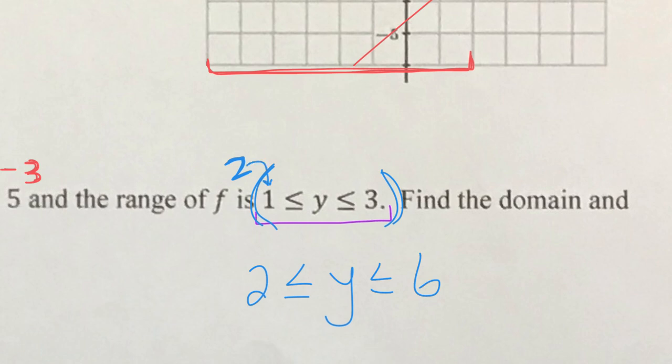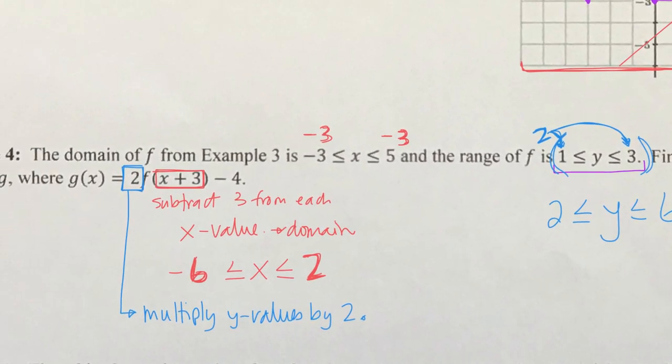Right? You multiply only your numbers. You don't do the y. The y is your letter, your variable. So you multiply each of your y values by 2. Right? So our range has just been adjusted. What else do we have to do to our range?